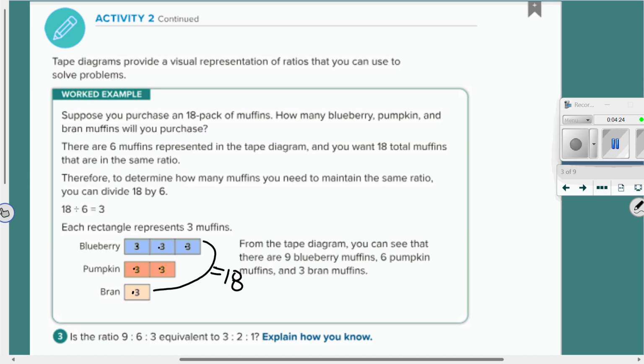And if I'm breaking up a number, am I multiplying or dividing? Dividing. So 18 divided into 6 pieces, what would go in each box? 3. So how many blueberry muffins would there be? 9. How many pumpkin muffins would there be? And how many bran muffins? Does everybody understand how we did that? Okay.